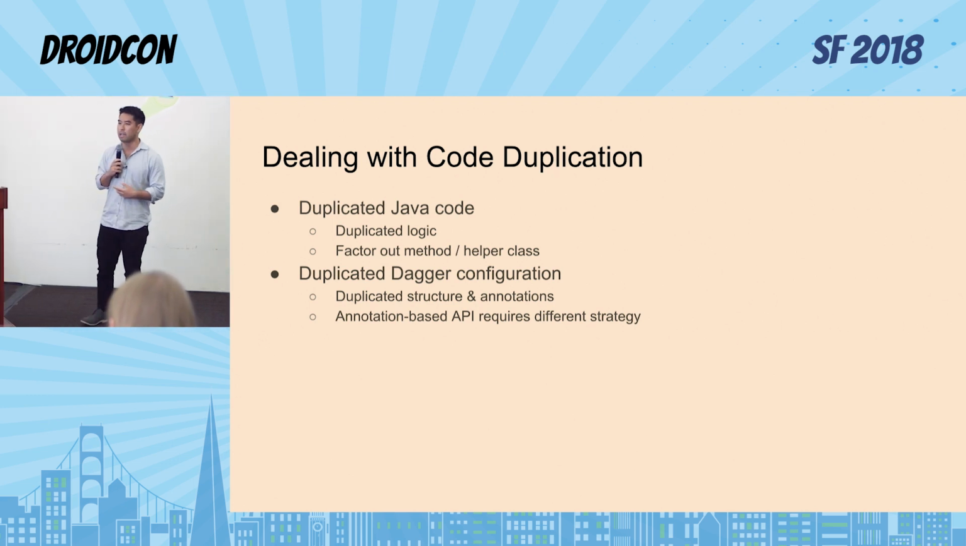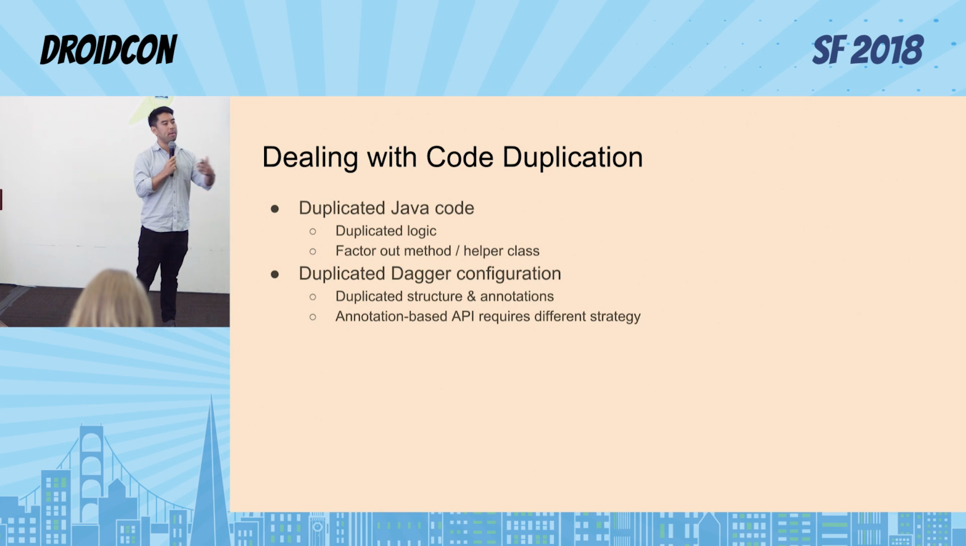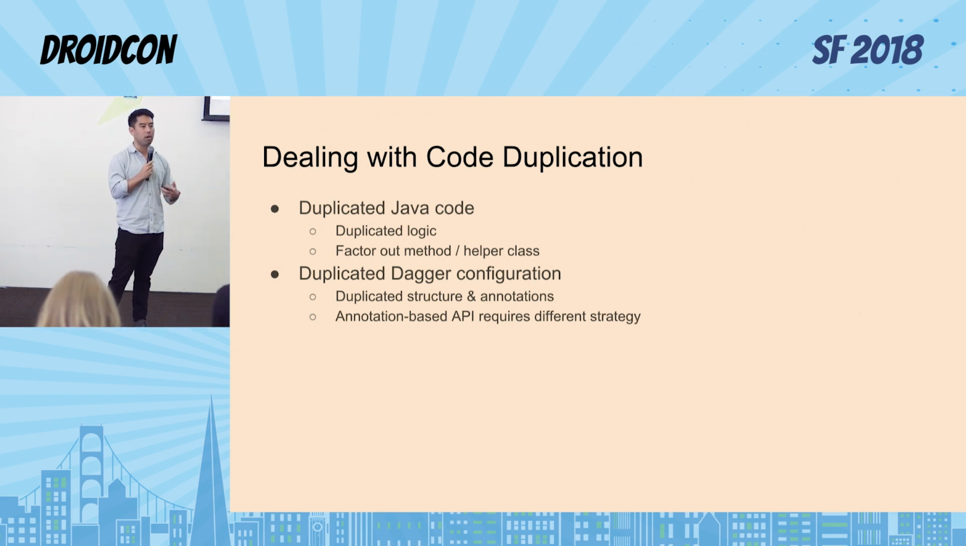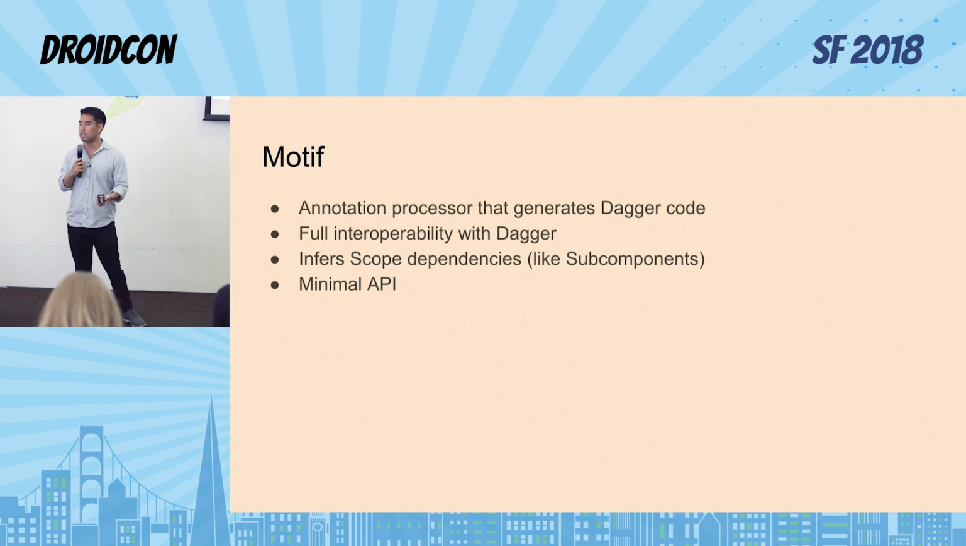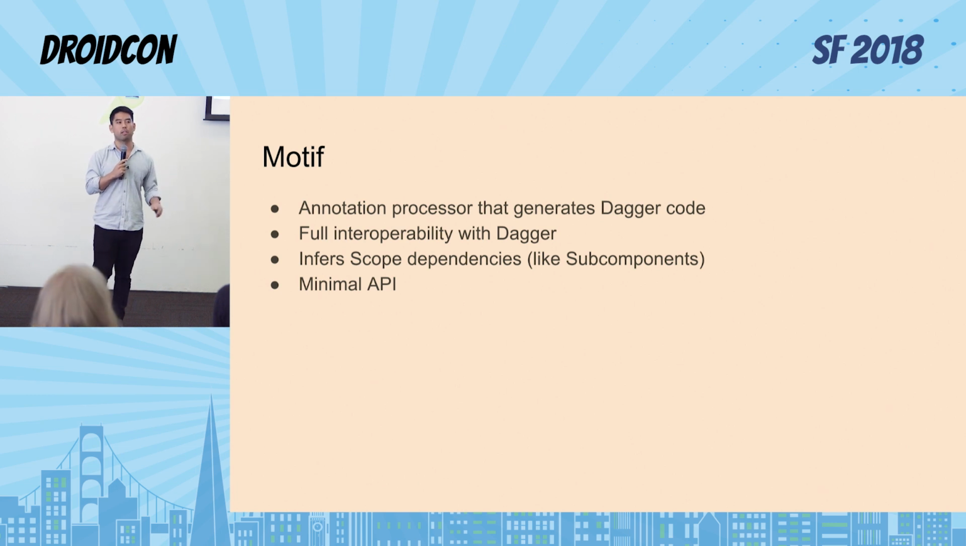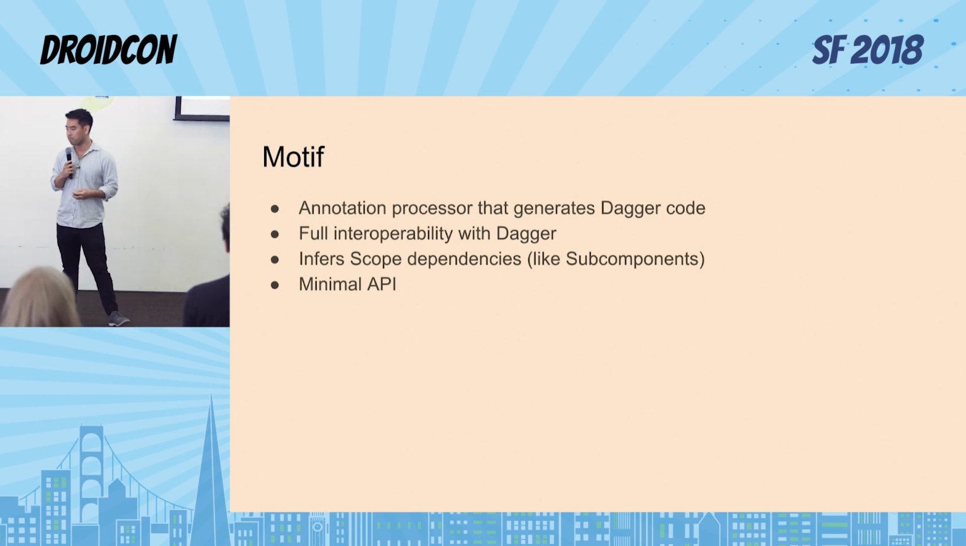But what we're talking about here is a little bit different. You can't factor out this sort of repeated pattern in the same way that you would for just raw Java logic, right? So we needed another strategy, and that's exactly what Motif is. Motif is an annotation processor that generates Dagger code under the hood. And in fact, it's generating code that's very similar to the code that we would have written manually. And we'll take a look at Motif's API in a little bit.